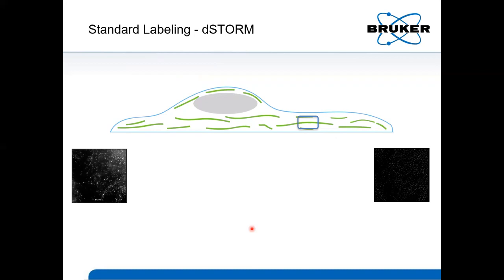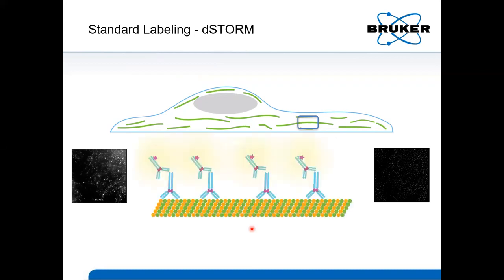Standard dSTORM labeling uses primary and secondary antibodies labeled with a photo-switchable fluorophore. The antibodies remain fixed on the sample and photo-switch given the correct photochemical environment.